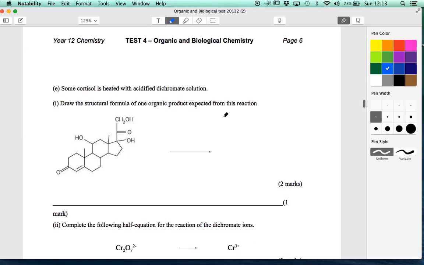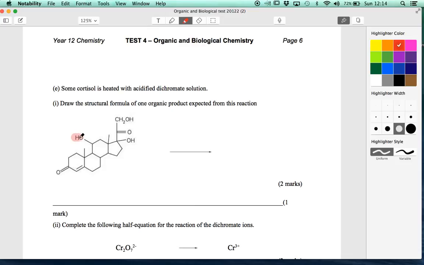It says here, some cortisol is heated with acidified potassium dichromate solution. Draw the structural formula of one organic product expected from this reaction. Again, they give you big structures. You don't look at the big structures, just look at the functional groups. So if we find it here, I've got a functional group here.